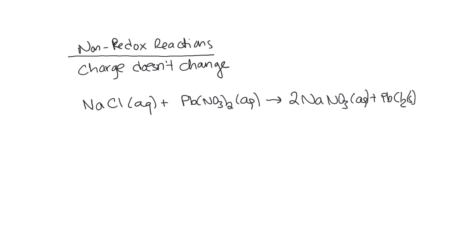In our first example here, we have two ionic compounds. So let's note that there are two ionic compounds: sodium chloride and lead 2 nitrate. And you notice that between the reactant side and the product side, what has happened is that the ions have switched places.